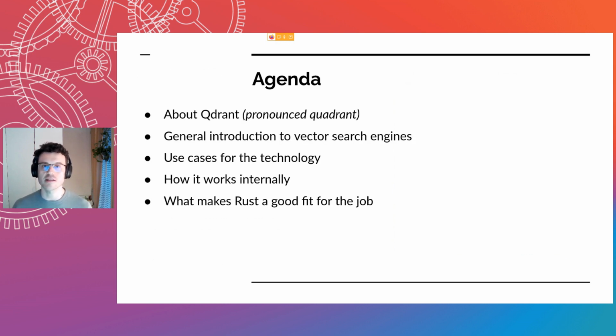Cool. So the agenda. Of course, we're going to talk about Qdrant, but this won't be a sales pitch. I will give you a general introduction to vector search engines, so that you can transfer what you learned today to other products. We'll go over a couple of use cases for the technology, because good technology without good use cases is not really interesting. We'll peek under the hood, see how it works internally, and by doing so, we'll hopefully see why Rust is a very good fit for the job.